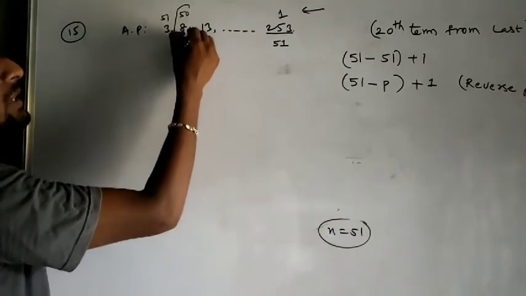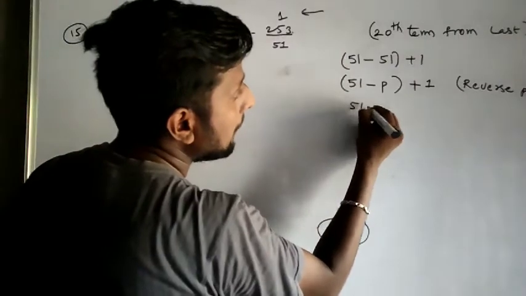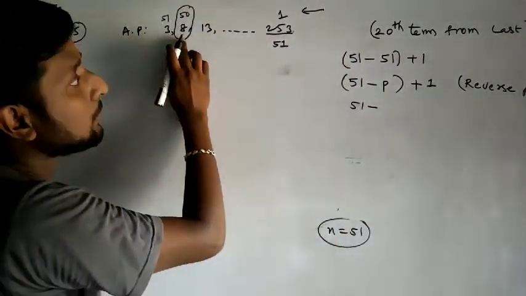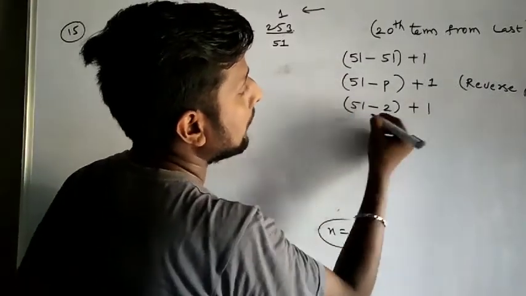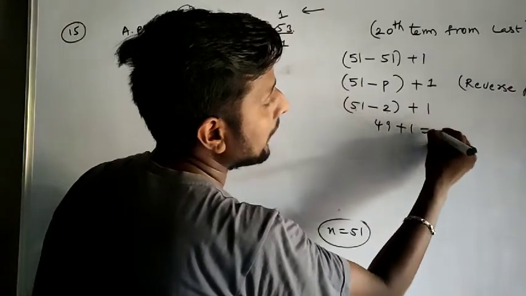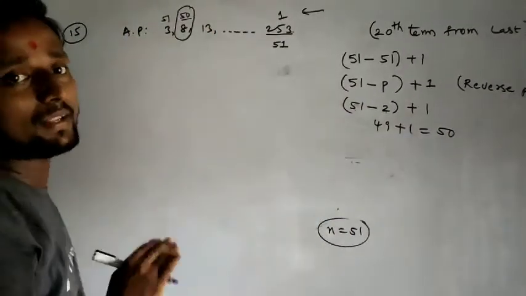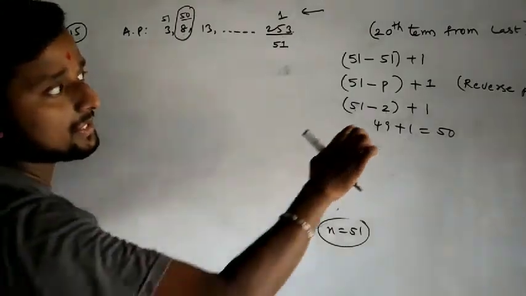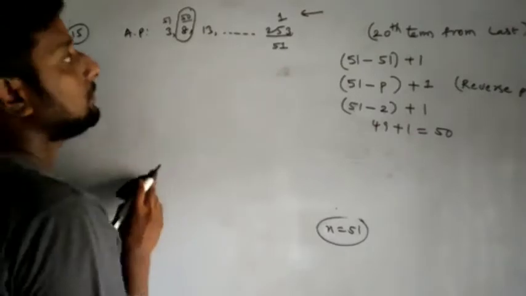Okay, now apply the formula for this question. So 51 minus present place, it is second place, am I right? Second place plus 1. So 51 minus 2, answer 49, plus 1 gives answer 50. 50 is the reverse place. Correct? So this formula is working out. Correct? Right.